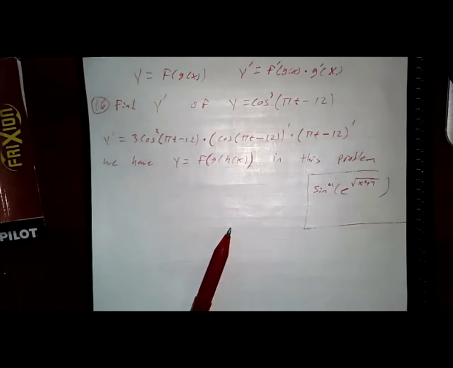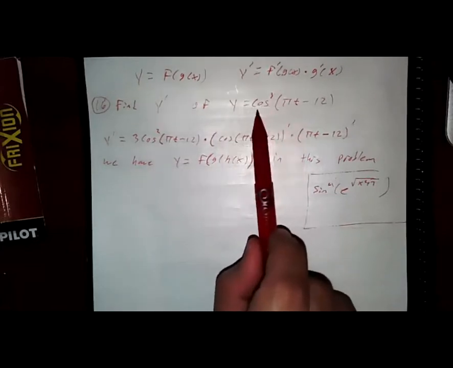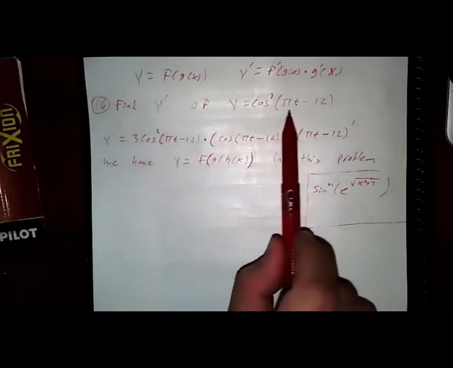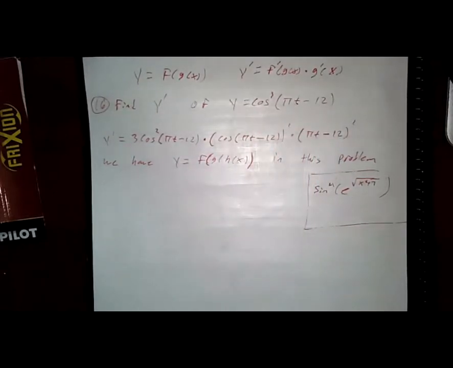So you would just have to follow the rule, right? You start with the outermost function, cubic, then the next outermost function, cosine, and then the innermost, pi t minus 12. So you have to identify what is the outside, middle, and inside. How many are there?